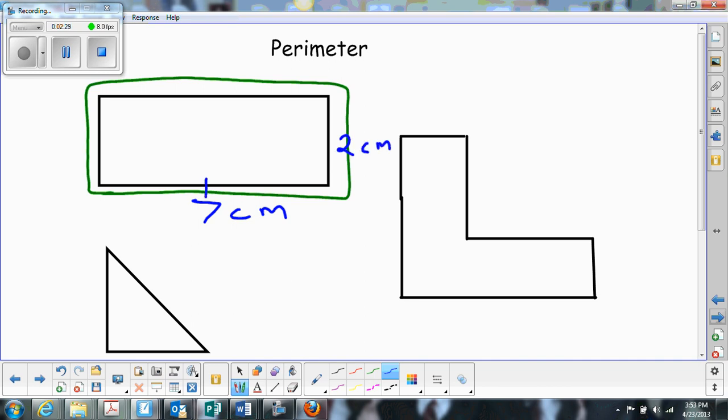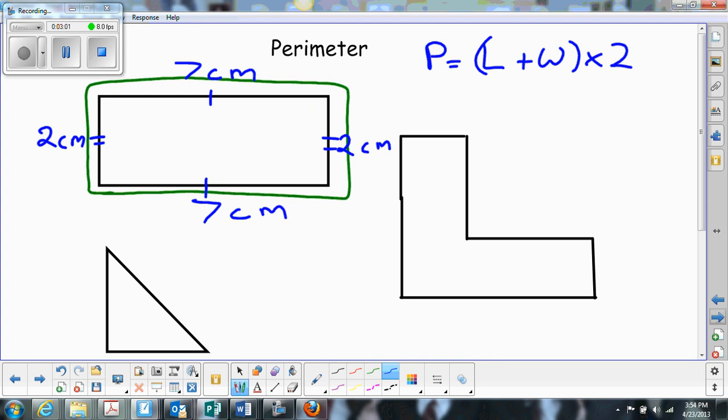And because this length is the same as this length, this will also be 7 centimeters. This is always the case in rectangles. And the length of this side is the same as this side. They are both going to be 2 centimeters. So to figure out the perimeter, the equation is P for perimeter equals length, so the 7 centimeters, plus the width. And because there's two of them, instead of adding them twice, you take that and you multiply that by 2, because there's 2 lengths and then there's 2 widths here.